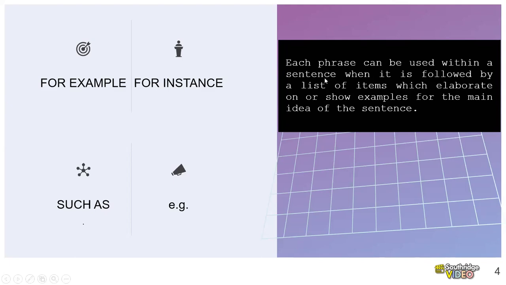So this phrase can be in the middle of the sentence when it is followed by a list of items. Jadi diikuti oleh beberapa item, and those items elaborate or show example for the main idea of the sentence. Dan item itu menjelaskan atau menunjukkan contoh-contoh daripada kalimat utama tersebut. You will understand when we are talking about the example.